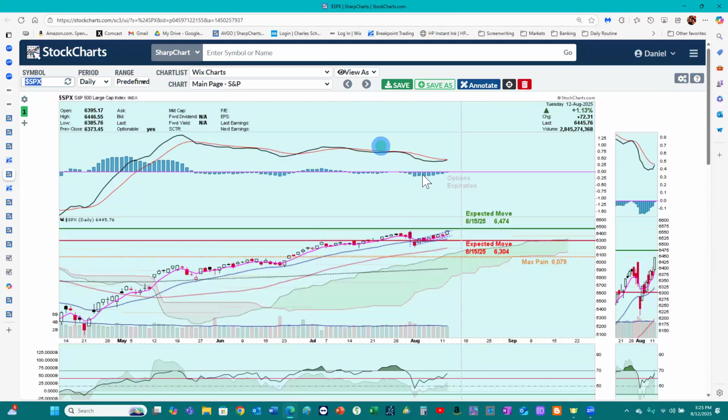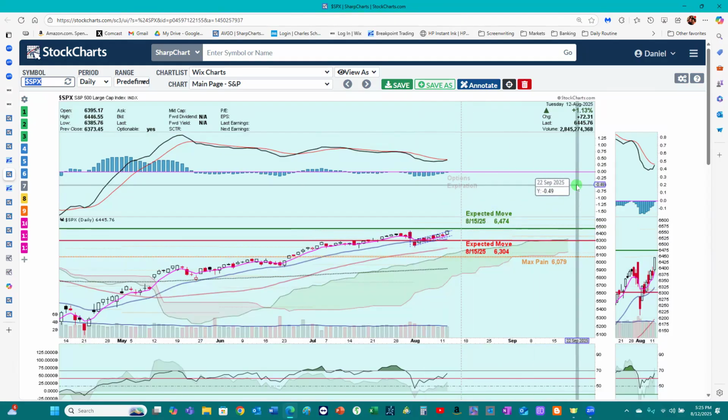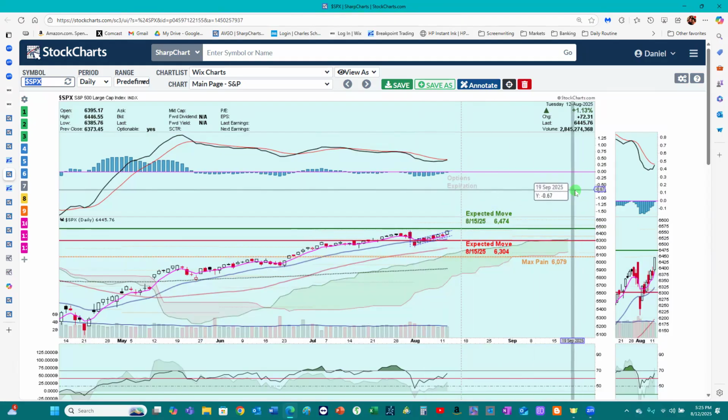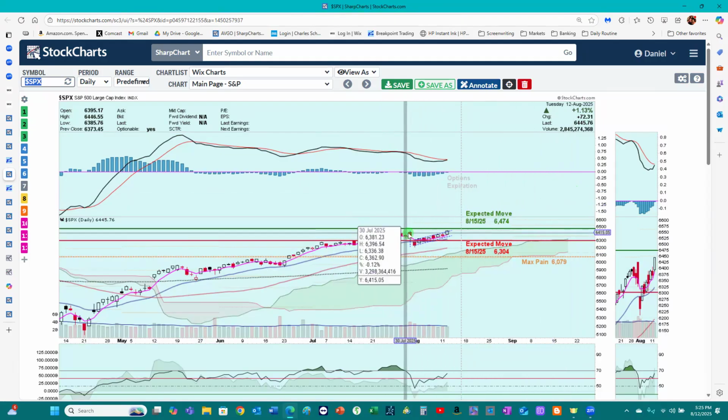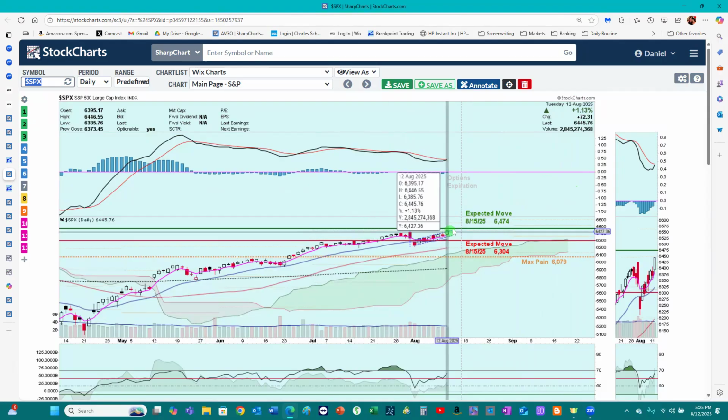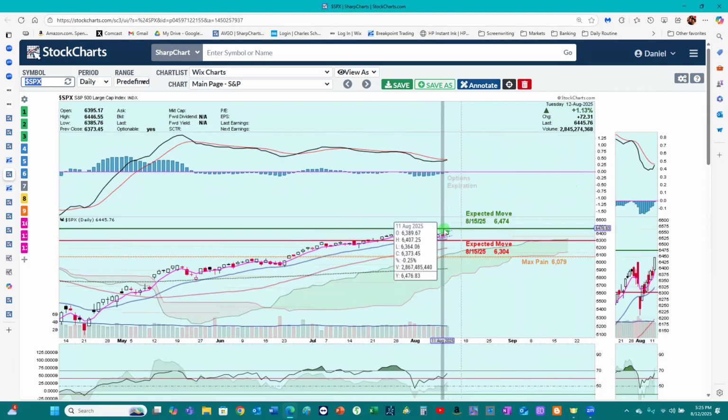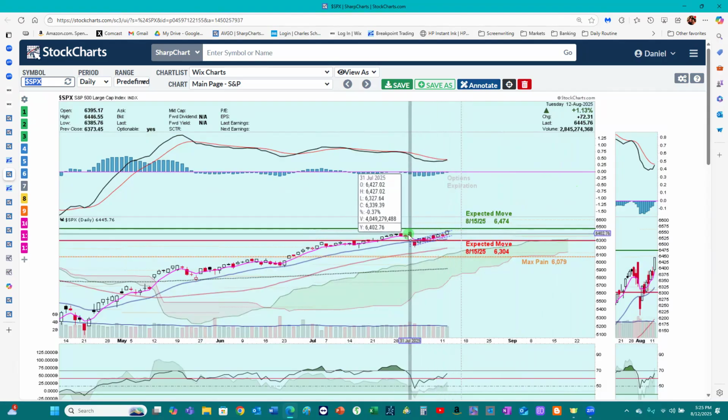If we look at the S&P with the expected move, you can see it's getting close to the expected move now. Expected move is 64.76, and it ended at 64.45, which is what it's at right now. So 64.45, it doesn't have far to go to get to the expected move as of last Friday. So that looks pretty good.